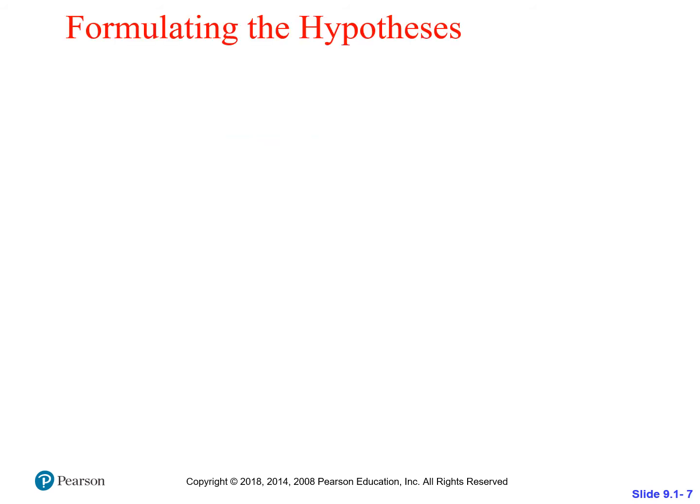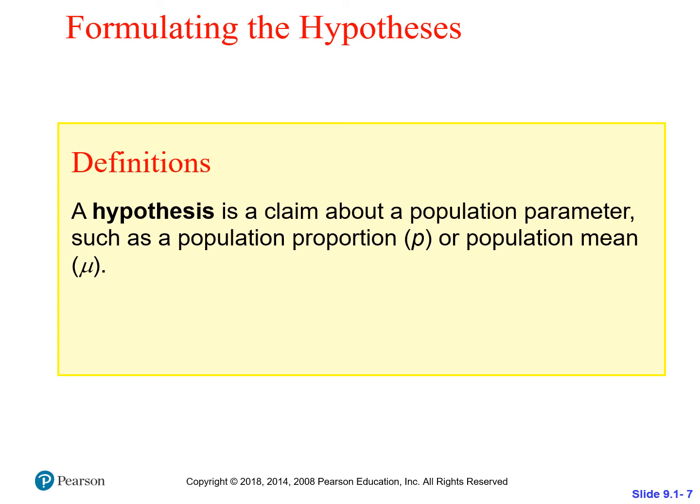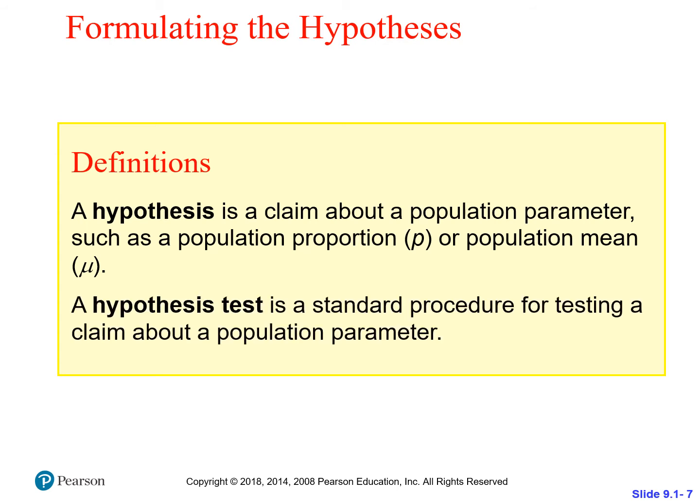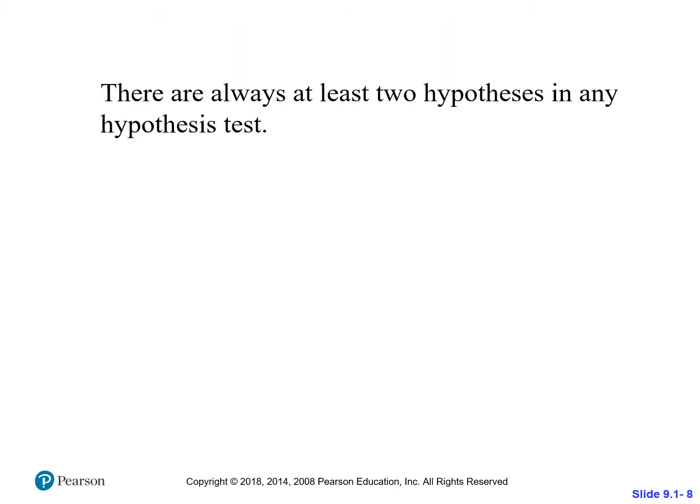So think about that. A hypothesis is a claim about a population parameter, such as a population proportion, which we're going to denote with a lowercase p, or a population mean, which we're going to denote with the Greek letter mu. And a hypothesis test is a standard procedure for testing the claim about a population parameter. We're not going to do the actual calculation, but we are going to look at the outcomes if we were to do these calculations. So we're looking at a population parameter, and the two that we're going to focus on are the proportion or the mean, a p or a mu.